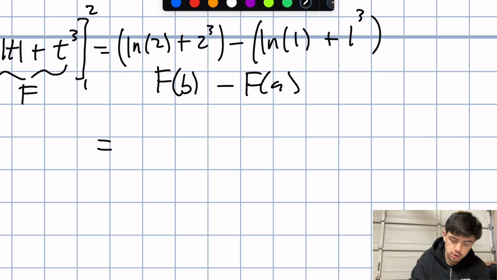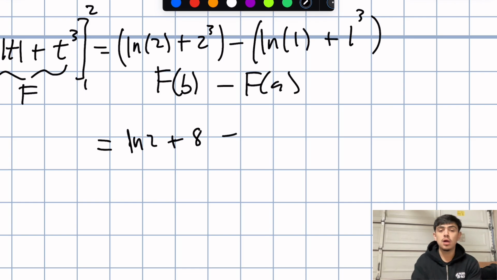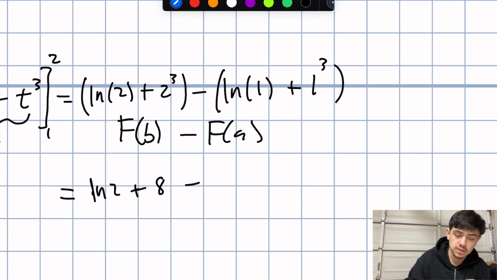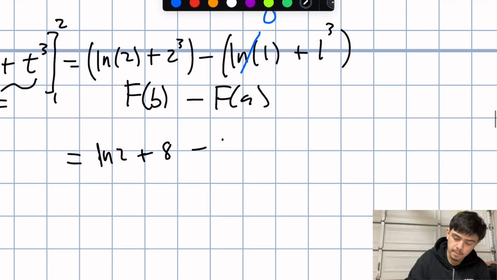2 cubed is 8. We can't really simplify natural log of 2. It's just a long decimal. So we're going to just leave natural log of 2 plus 2 cubed is 8, minus natural log of 1 is actually 0. If you guys don't know too much about your natural logs, I might make a video on that. But remember, natural log of 1 is 0, natural log of 0 is undefined, and natural log of e is 1. Those are the main ones you need to know. I can maybe make a video on that in the future because it's really important. A lot of students don't really remember their log properties either. So this is just going to be 0. So this is going to be minus 0 plus 1 cubed is 1.